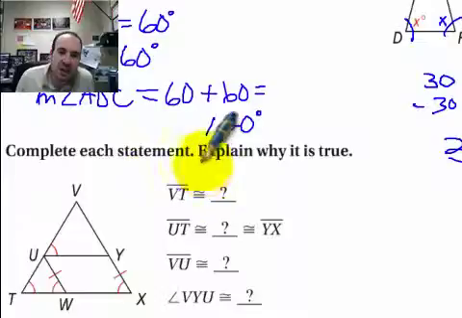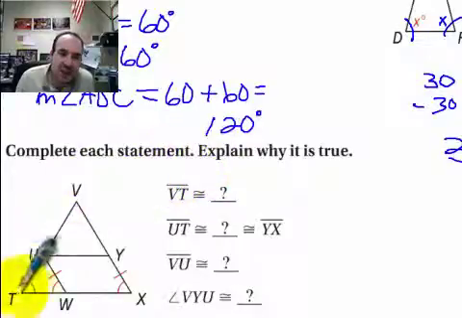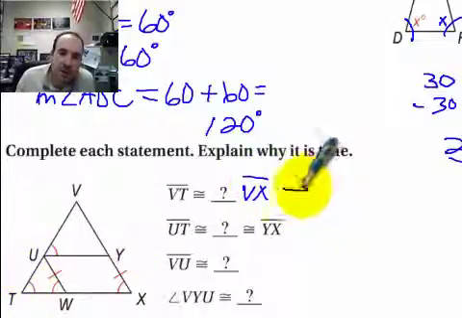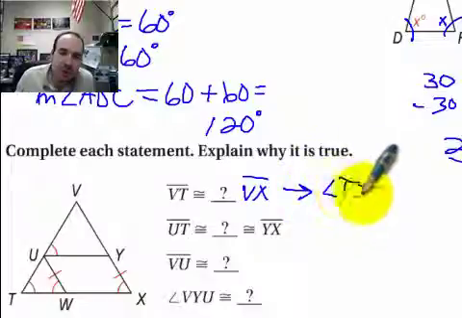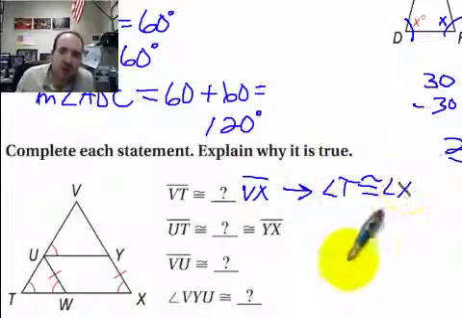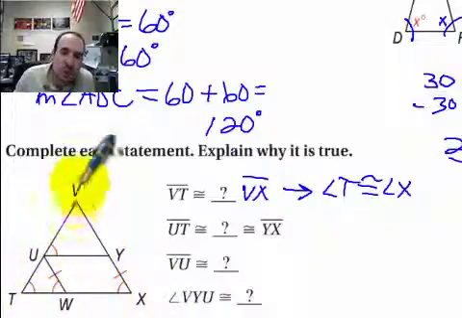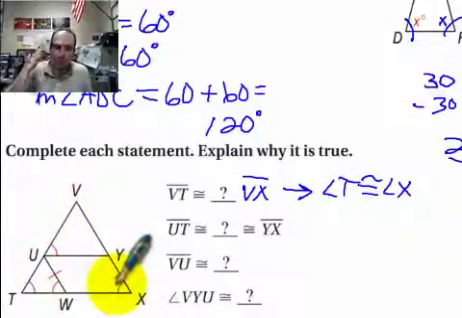Complete each statement and explain why. So VT is congruent to VX because angle T and angle X are congruent. So my reason, angle T congruent to angle X. If the 2 angles are congruent, these 2 large sides are congruent.